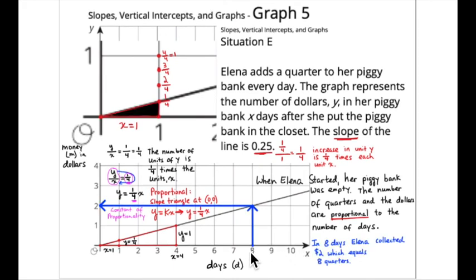Well, after 8 days, she has 8 times 1/4. So that's 25 cents a day, or 1/4 of $1 a day. 8 times 1/4 is actually 2. So she has $2 after 8 days. So it goes out 8 days, goes up to this line, goes over, and you're at $2. No head start. The piggy bank was empty when she started.